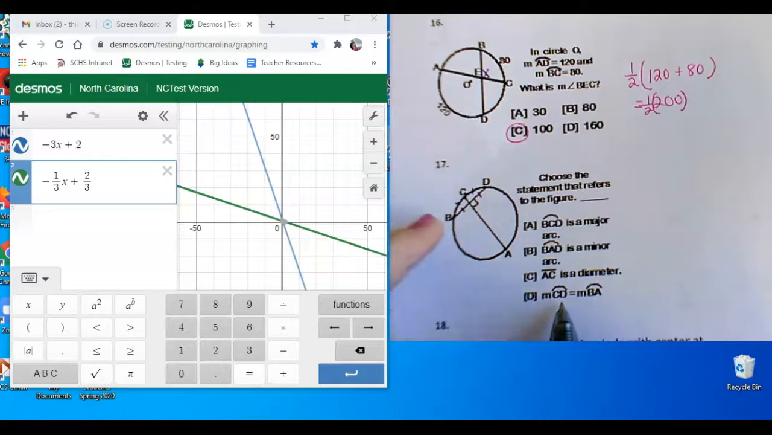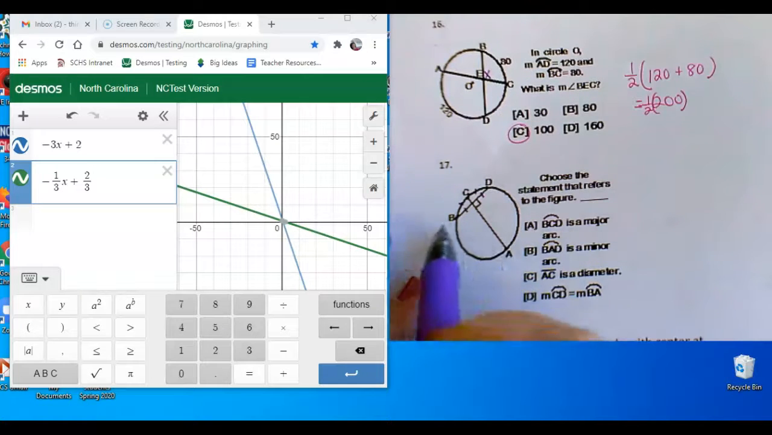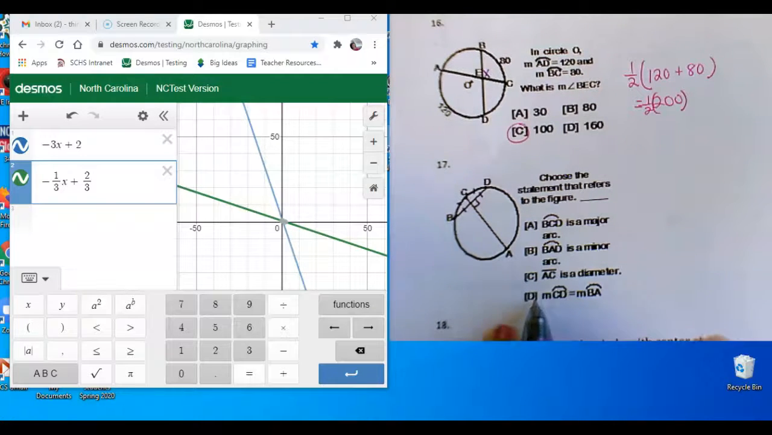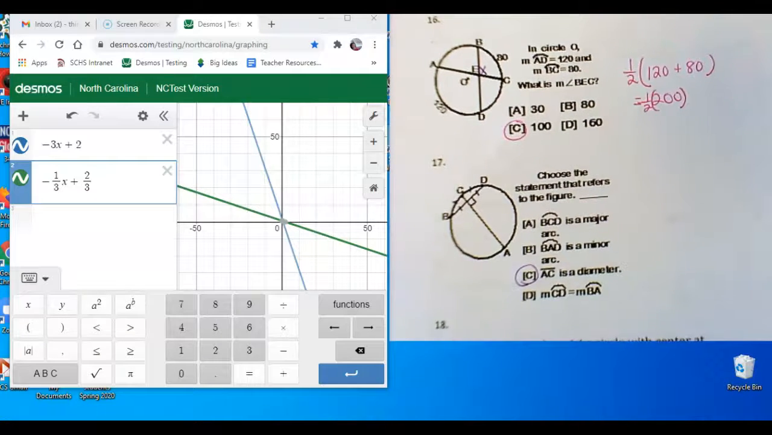Let's check and see what else it says. CD is congruent to BA. It doesn't look like it is, so it's probably not that one. So our answer choice is the diameter, and that's one of our rules. It was one of the theorems that we have discussed.